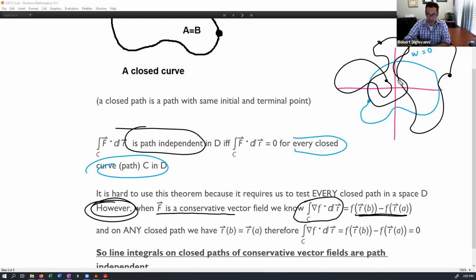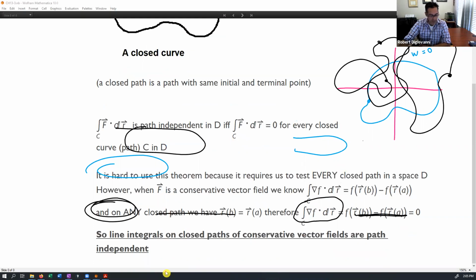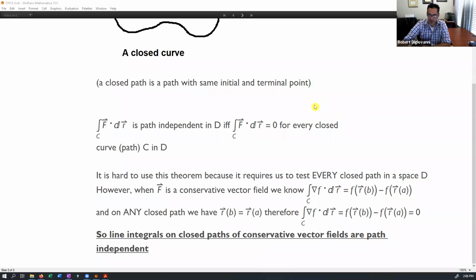But that only works if the vector field was conservative, or if it was the gradient of some scalar function. And that leads to this final thing. So line integrals on closed paths of conservative vector fields are path independent. They always give you an answer of 0. We'll see this in use later.